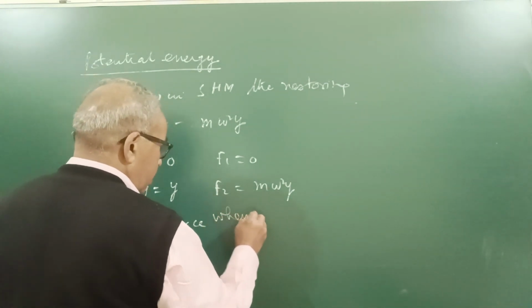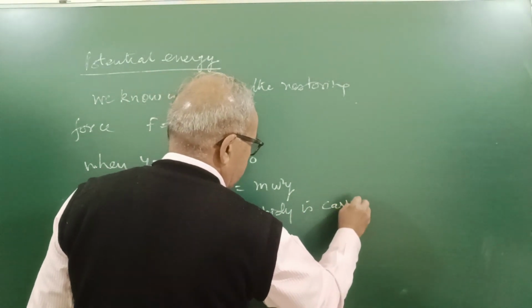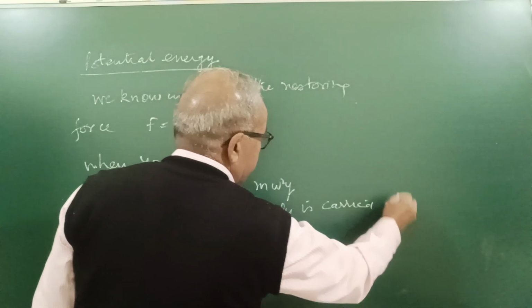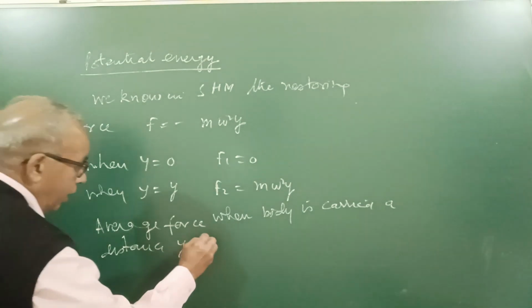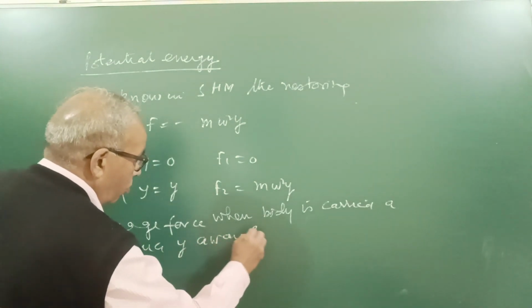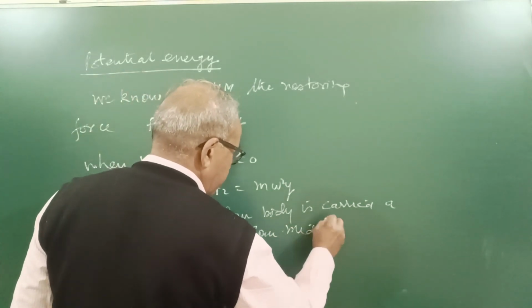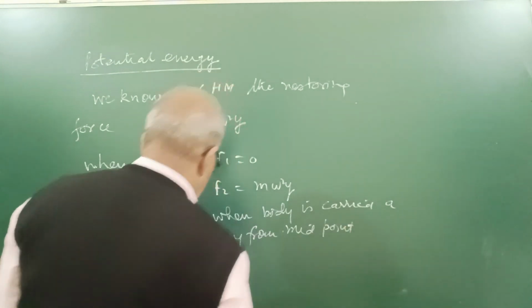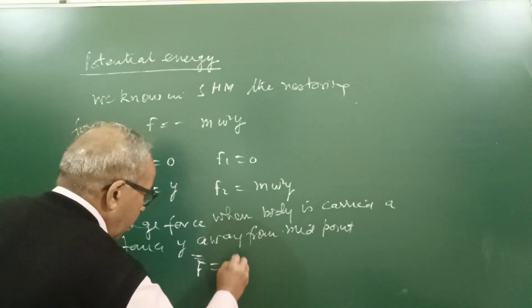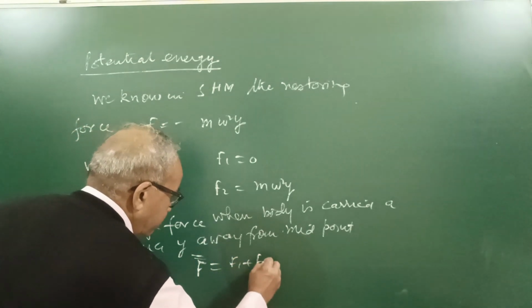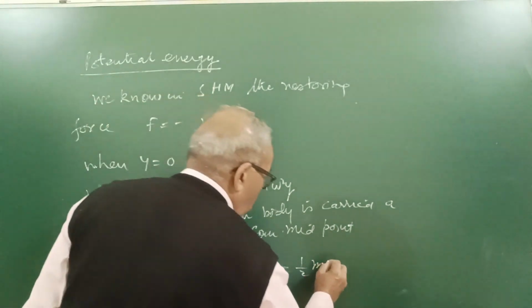When the body is carried a distance y away from the midpoint, F bar equals the average force, (F1 plus F2) by 2, that is half m omega square y.